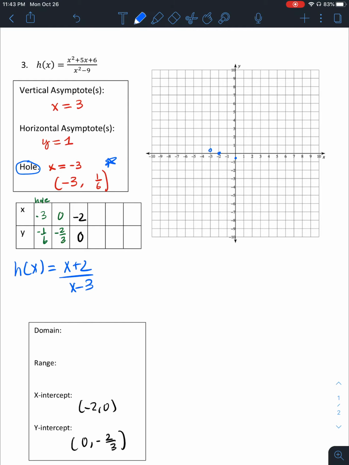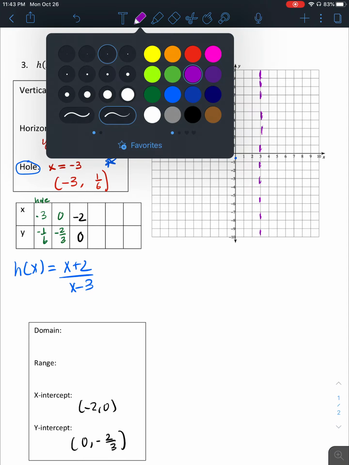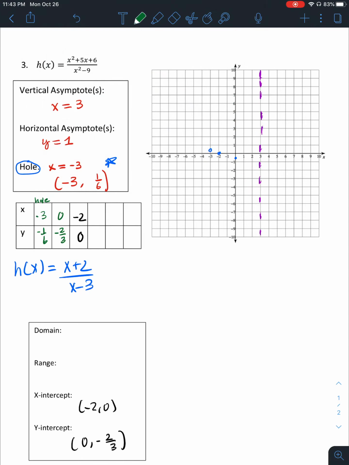And now we're going to go ahead and graph our vertical and horizontal asymptotes. So my vertical is x equals 3. So that's what we got. And let's go ahead and use a different color for y equals 1, which is right there.